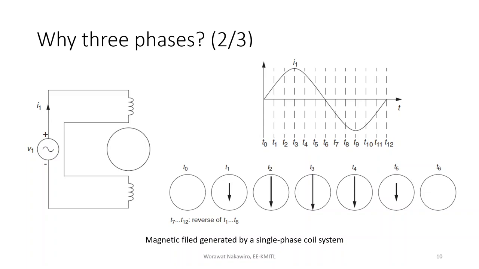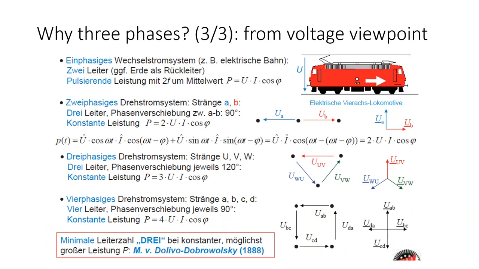The length of the vector is not the same, okay? That is the grace, or this is the benefit of using the three-phase system. I'm sorry, this is in German, but you can understand this, okay? This is the answer to the question of why we use three-phase from the voltage point of view, okay?